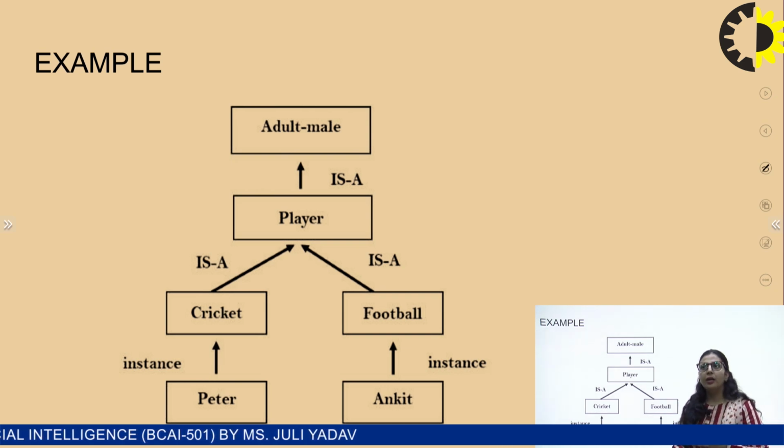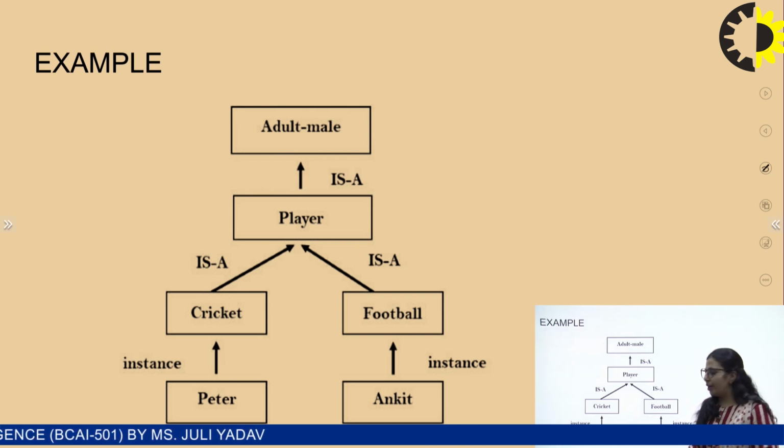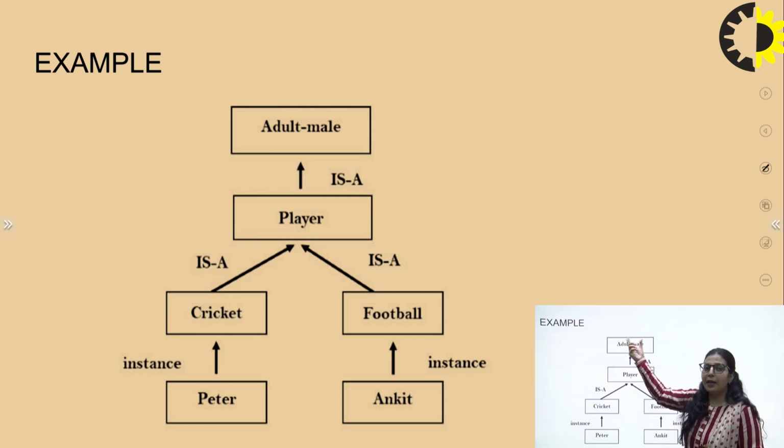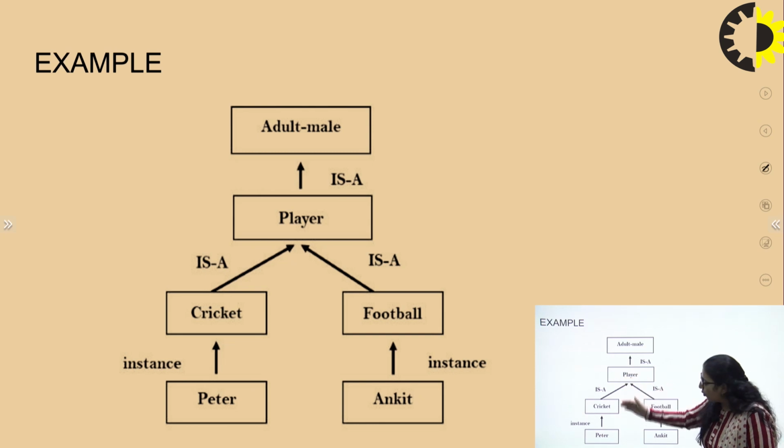We are going to represent the knowledge about Peter and Ankit. So, we are representing all the information, all the data about Ankit and all the data about Peter. So, Peter, which is an instance, plays cricket, right? If he plays cricket, then he is a player. If he is a player, then he is an adult male. So, this shows the hierarchy, how Peter inherits the features of a cricketer, what kind of player he is, and that he is an adult male.